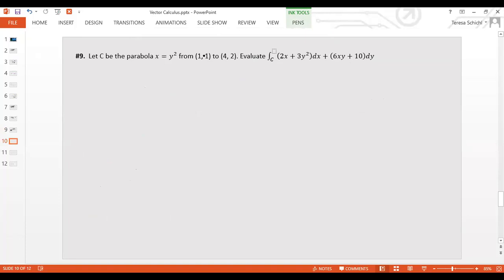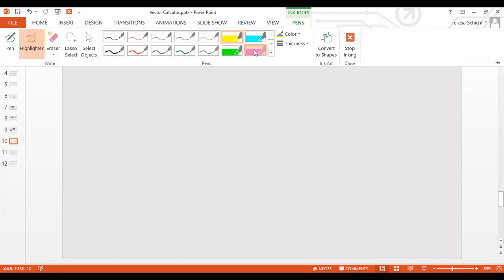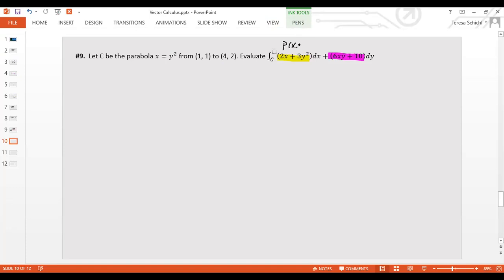Now let's try to see a different approach here. Let's say this is my P of x, y, and this is my Q of x, y here. First thing, I take the partial of P with respect to y. The partial of P with respect to y is 6y. And then I take the partial of Q with respect to x. What is the partial of Q with respect to x? 6y also. Great.